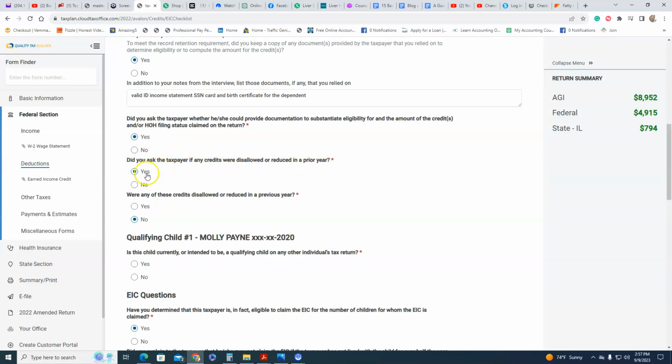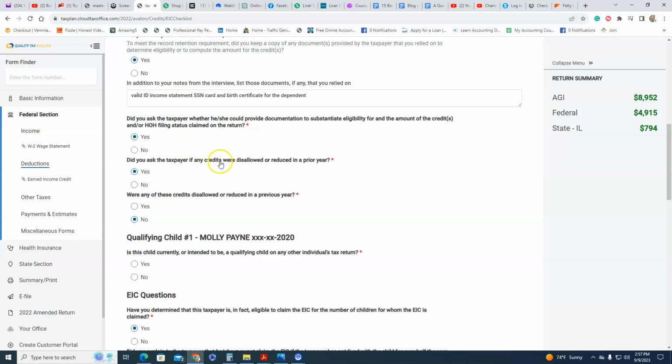Did you ask the taxpayer if any credits were disallowed or reduced in prior years? When you ask this question, you can't ask them like this because they don't really know what this stands for. So you have to ask them like this: in any current or prior year, did you get a letter asking for additional information? If they say yes to that, then it's yes to this question.